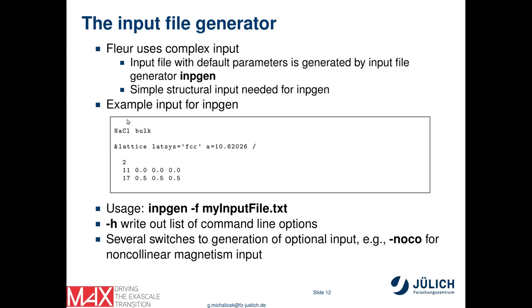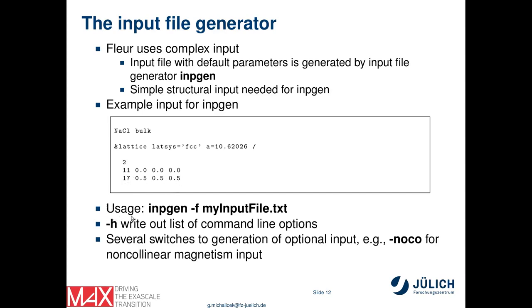So an input to inpgen looks like this. So we first have some comment line, and this comment line says that we have an input for sodium chloride bulk, and then we have to define the lattice somehow. So this is an FCC lattice that we want to describe, with a lattice parameter of 10.62 Bohr radii. So this is something that you have to keep in mind. We provide all inputs in Hartree atomic units, so this means lengths are measured in Bohr radii. So then we say that we have two atoms in the unit cell. The first atom is sodium at 0, 0, 0, and the second atom is chlorine at 1/2, 1/2, 1/2.